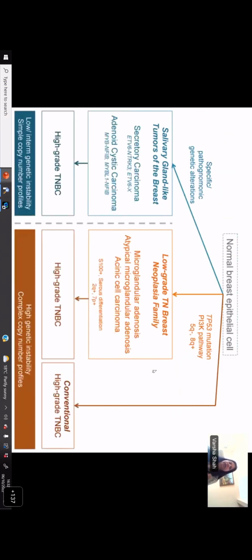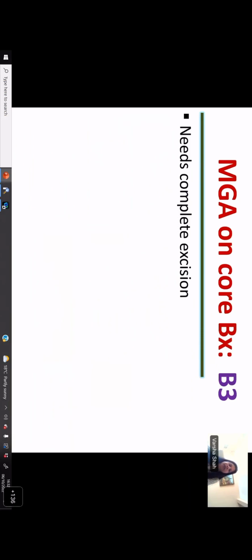If I show you the pathway here, the TP53 and PIK3 pathway, we have microglandular adenosis here, which is in the low-grade triple negative breast neoplasia family. There can be atypical microglandular adenosis, and it can progress to acinic cell carcinoma, which is a salivary gland type carcinoma. That can then progress to high-grade triple negative breast carcinoma. That's why these lesions need to be excised completely if you diagnose it on core biopsy. So it requires complete excision. Differential diagnosis, as you said, is tubular carcinoma.